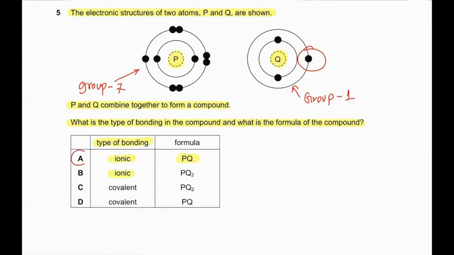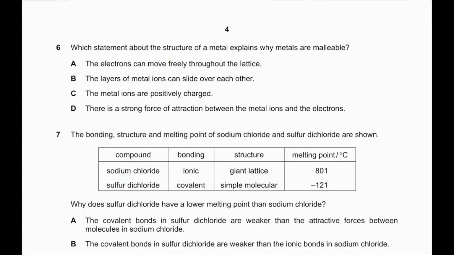So A will be the correct answer. Question number 5A. Question 6. Which statement about the structure of a metal explains why metals are malleable?